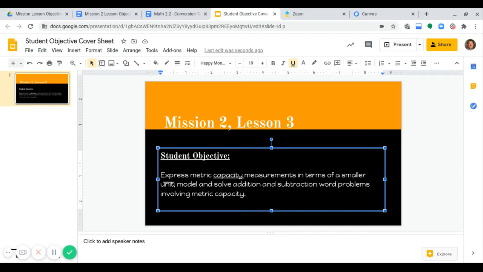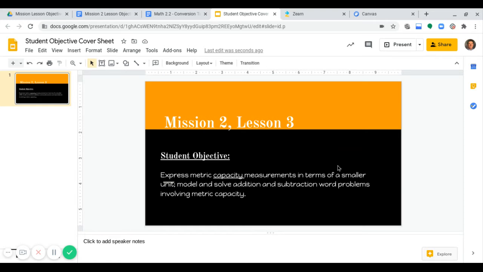So when we're talking about capacity, we're specifically talking about liquid and how much liquid can fill a certain area. It can go beyond liquids, but we're just going to focus on liquids here. So we're converting a liquid measurement, how much goes inside something.